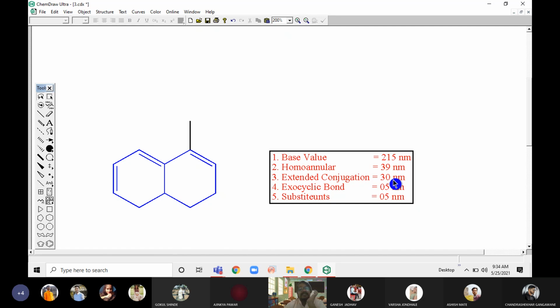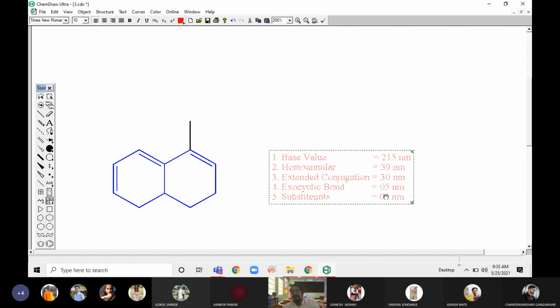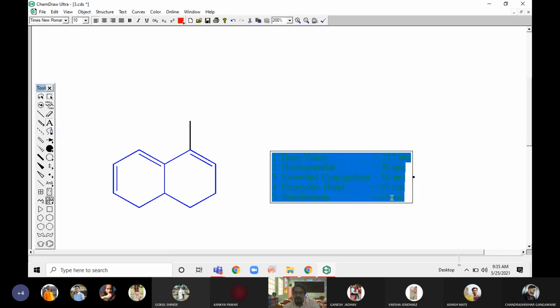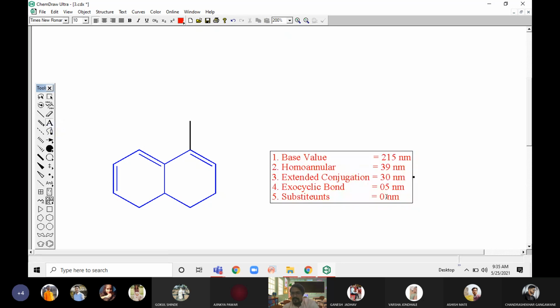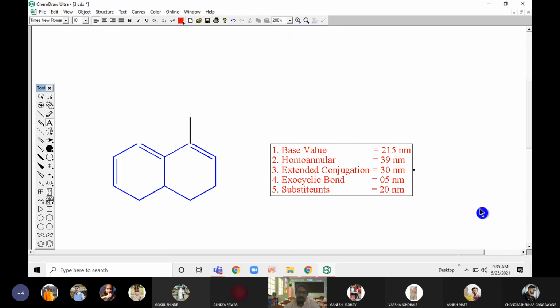Now I have to find the number of substituents. For that purpose, I will see these bonds. Starting from this, there is 1. I will go further. There is nothing. Here there is 1, 2. As I go here, now there is one methyl group. So it will be 3rd and this is 4th. So total I have to add 20 nanometers for this particular structure, as 4 substituents.